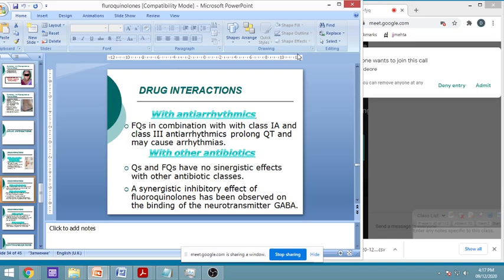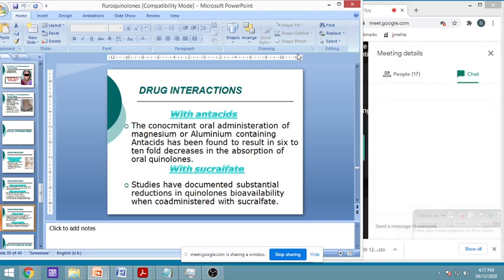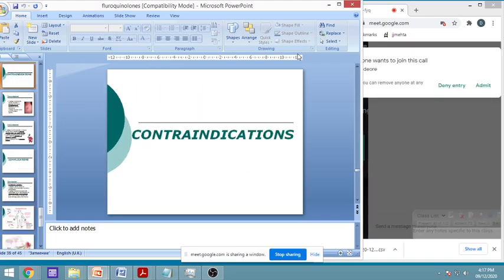Other antibiotics, they have no synergistic effect with any other antibiotic classes. A synergistic inhibitory effect of fluoroquinolone has been observed in the binding of the neurotransmitter GABA, and thus it will have activity with benzodiazepines and other agents. Drug interaction with antacids. Concomitant oral administration of magnesium or aluminum containing antacids has been found to result in a 6 to 10-fold decrease in the absorption of oral quinolones, so should not be given with antacids. With sucralfate it should not be given because it will not allow absorption.